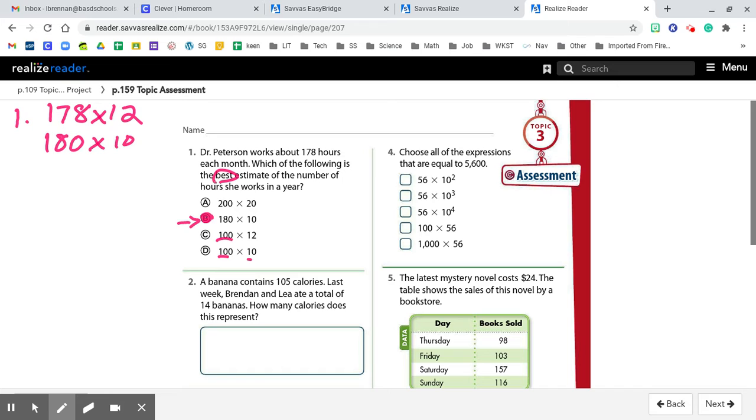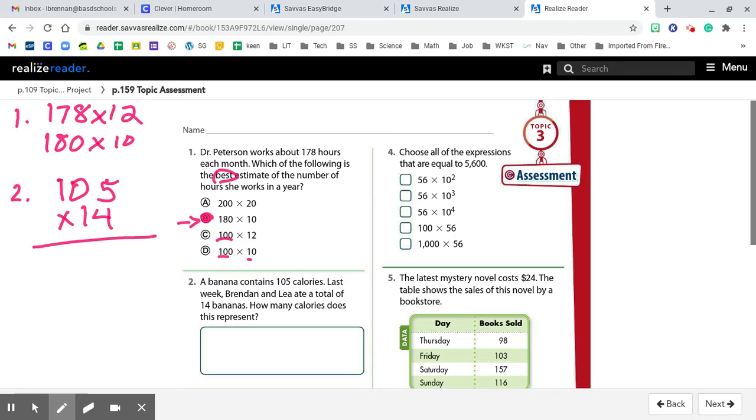A banana contains 105 calories. Last week, Brendan and Lee ate a total of 14 bananas. How many calories does that represent? So we have 105 calories. Sorry, my touch screen is not touching very nice. And 14 bananas. We're going to use multiplication.